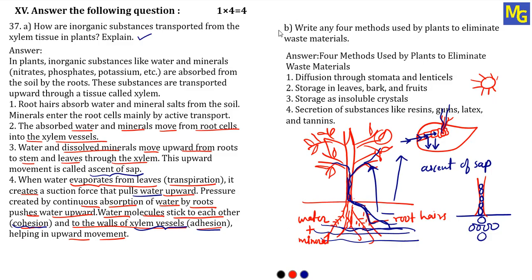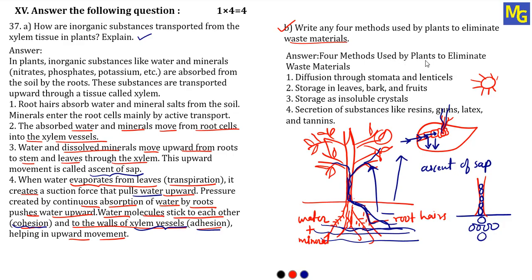So the next question, sub-question B: Write any 4 methods used by plants to eliminate waste materials. So same like human beings, same like animals, plants also produce waste materials. So how are these waste materials removed from the plant body? So we have to write here 4 methods.